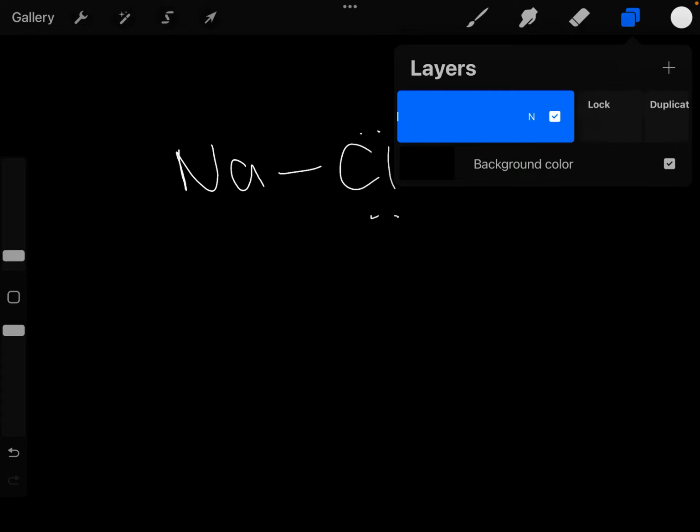Now these aren't regular Lewis diagrams, right? If you did Na2Cl like that, no, that's not how it works. That's not correct, right? So this is how you do it.